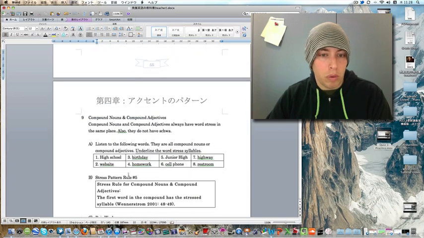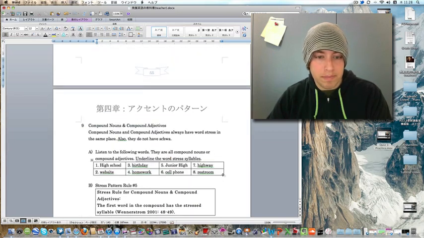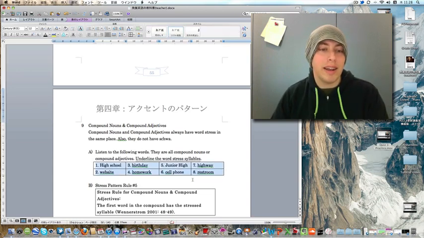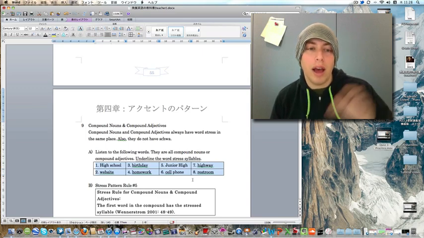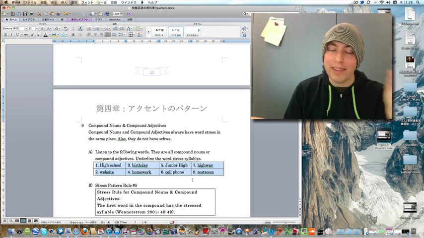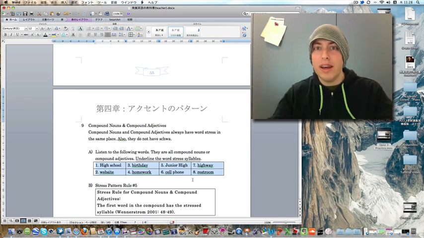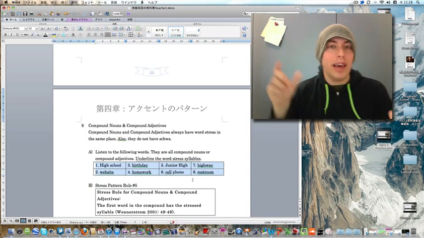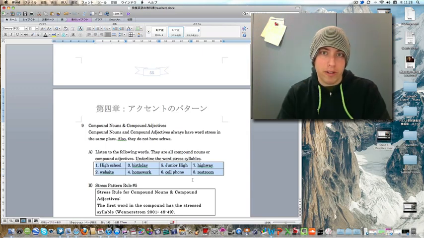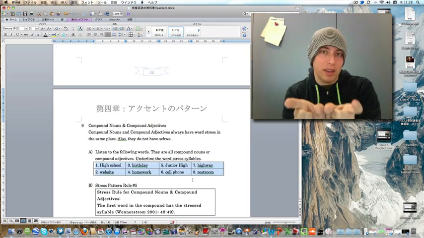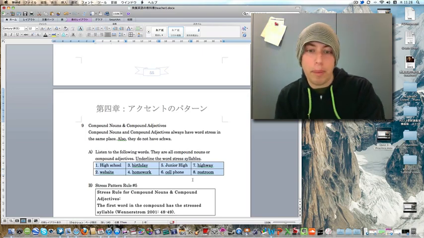There's one more rule I want you to know. This is a very easy one. All of these words are compound nouns. So, for example, high and school are compound. High is a word, and school is a word. Together they become a new word. They become a compound. Birth and day are 2 separate words, but birthday is a compound. Web is a word. Site is a word. Website is a new word, and it's a compound.